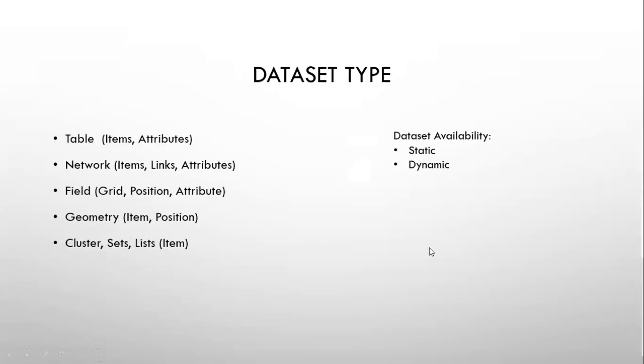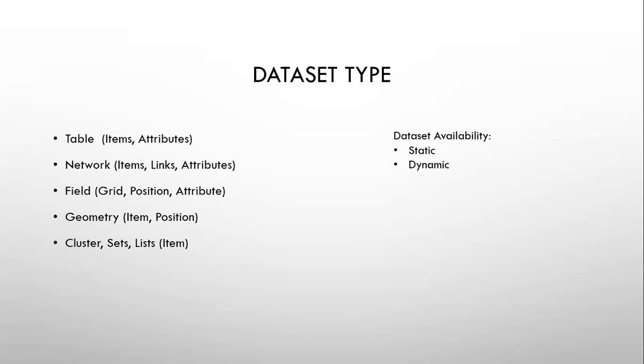And then it's the dataset type. Table is a very common dataset type, which is built using rows and columns. So it includes items and attributes. Network is a map that includes kinds of nodes and links. So it includes items, links, and attributes.